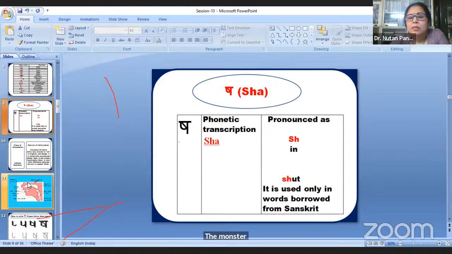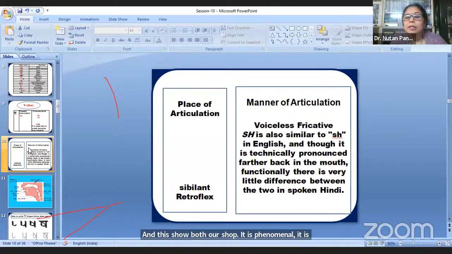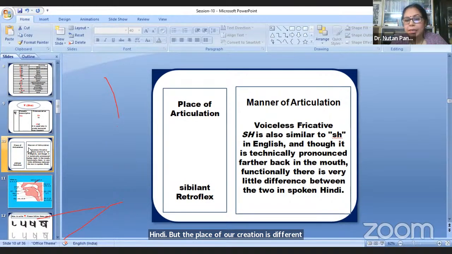Okay, this is sha. You will see this one: place of articulation. How can we differentiate between this sh and that sh? Both are sh, but this one is retroflex and is technically pronounced further back in the mouth. Functionally, there is very little difference between the two in spoken Hindi, but the place of articulation is different. That sh was palatal, and this one is retroflex.